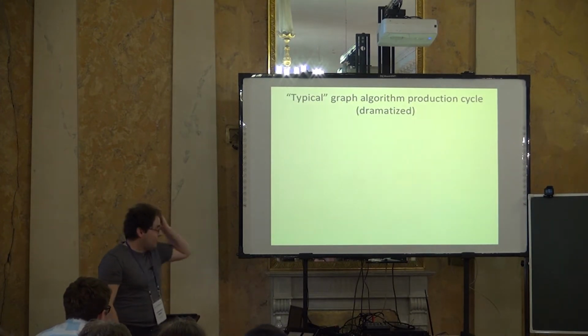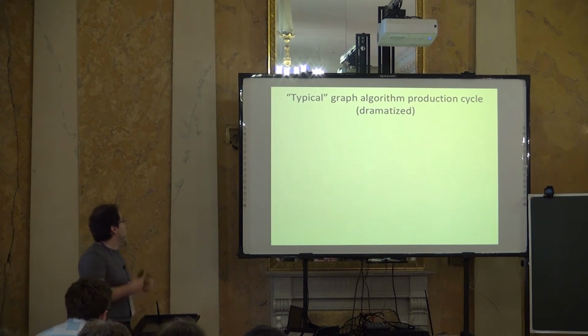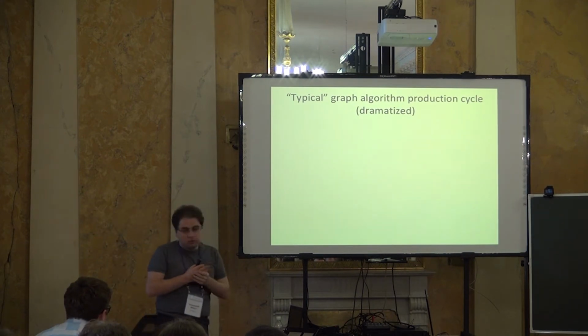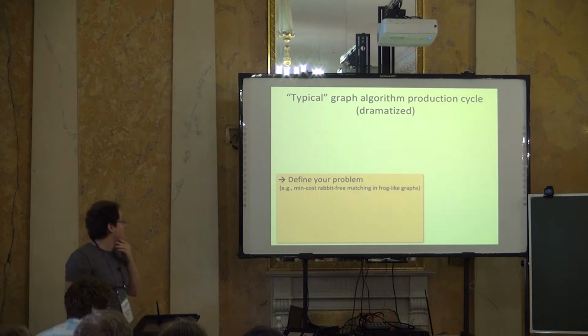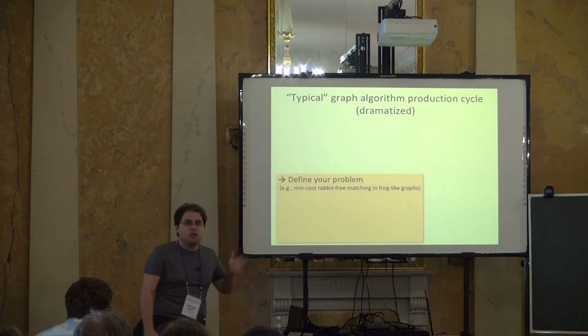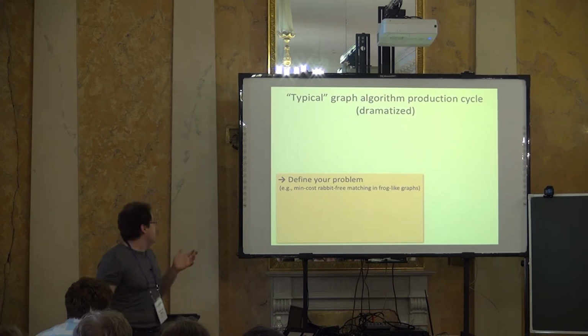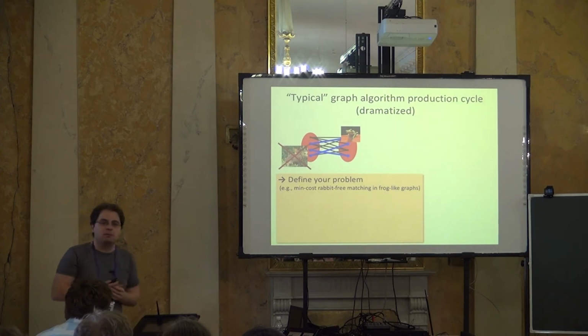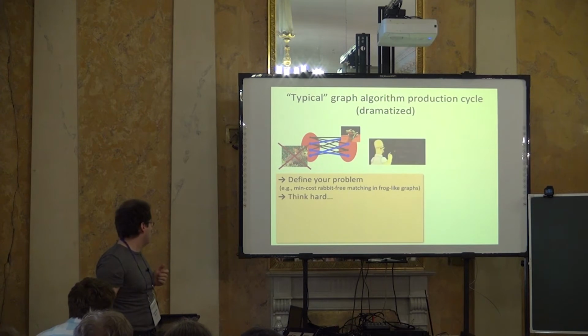And as a result, the typical production cycle of an algorithm looks as follows. Imagine I sit in my office and then my friend comes and says, okay, to cure cancer, I need to solve, let's say, min cost rabbit-free matching in frog-like graphs. That's some problem that he says, if you solve it, I can cure cancer. So can you help me? Well, I say, of course, sure, why not?